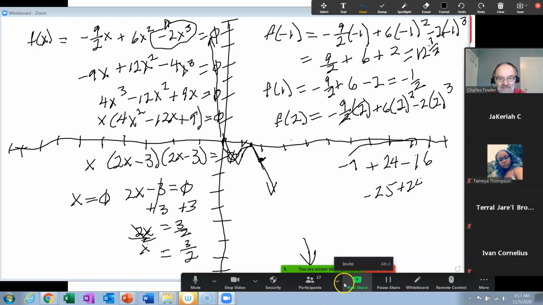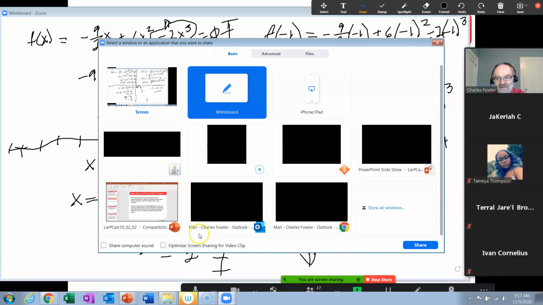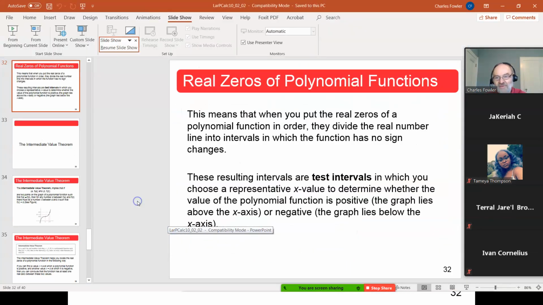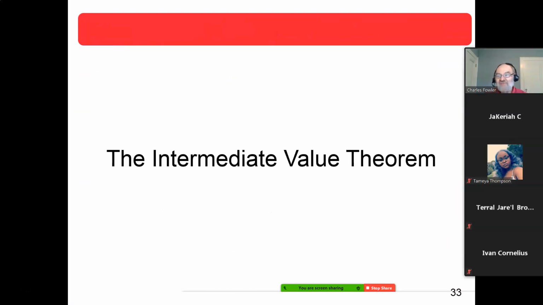All right, let's go back to our PowerPoints now. Any questions before we leave that graph? Okay, let's go back to the PowerPoints, and we'll resume the slideshow with the intermediate value theorem. Pretty impressive sounding name there, right? This is on page 130.